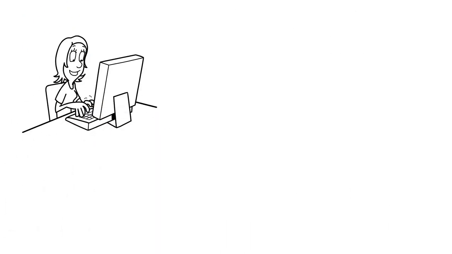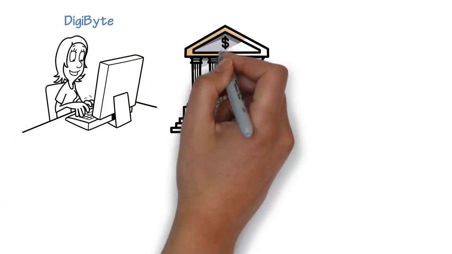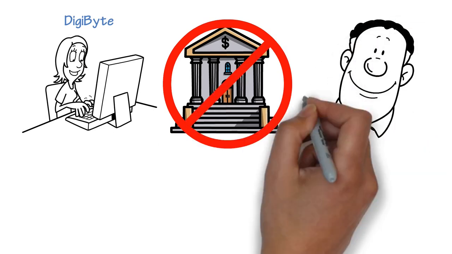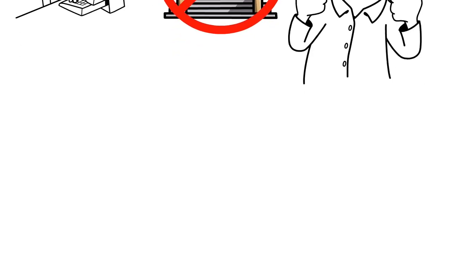It's easy to get set up with and start accepting DigiByte today. There's no bank that takes a cut whenever you receive transactions, and all transactions are final and permanent, unable to ever be undone or rolled back.